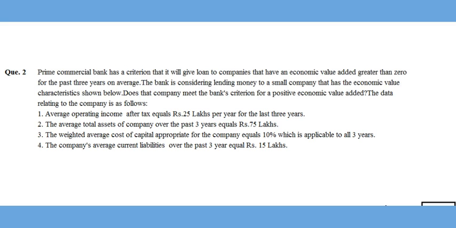1. Average operating income after tax equals rupees 25 lakhs per year for the last 3 years. 2. The average total assets of the company over the past 3 years equals rupees 75 lakhs. 3. The weighted average cost of capital appropriate for the company equals 10%, which is applicable to all 3 years. 4. The company's average current liabilities over the past 3 years equals rupees 15 lakhs. Let us solve this problem.